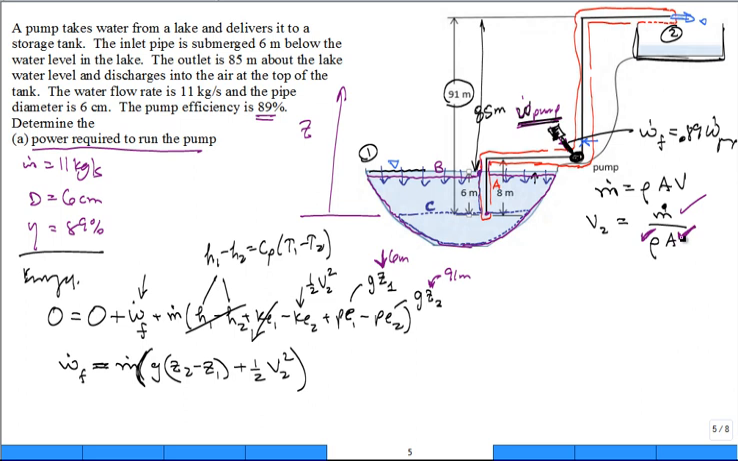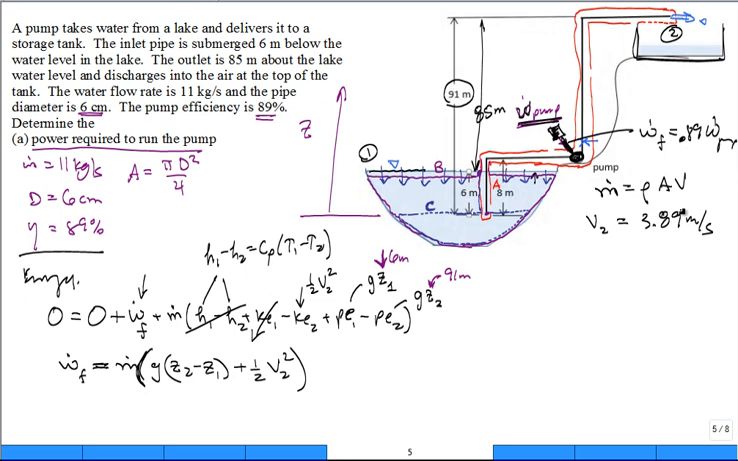What about the area? Well, it's a 6 centimeter diameter. So the area of the pipe at the exit is pi d squared over 4. I can calculate the speed at which it exits. The speed at which it exits is 3.89 meters per second, almost 4 meters per second. It's pretty fast.